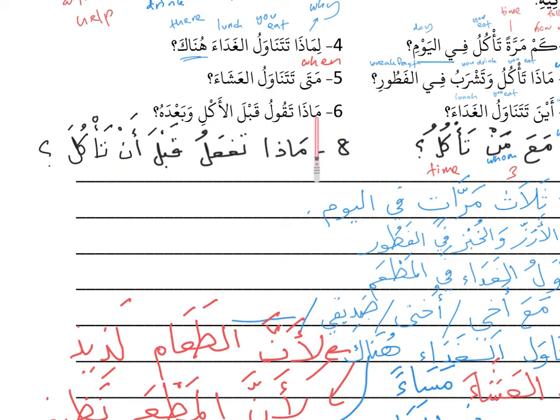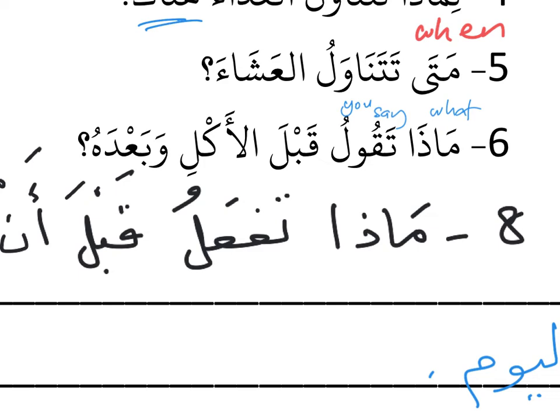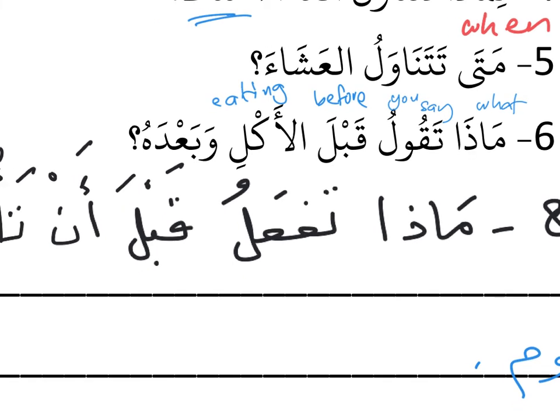Number 6. Madha taqulu qabla al-akli wa ba'dahu. Madha taqul? What do you say? Qabla al-akli, before eating. Al-akl, eating. This is similar to the word akulu. The difference is that al-akl is the noun. Wa ba'dahu, and after it, after eating.